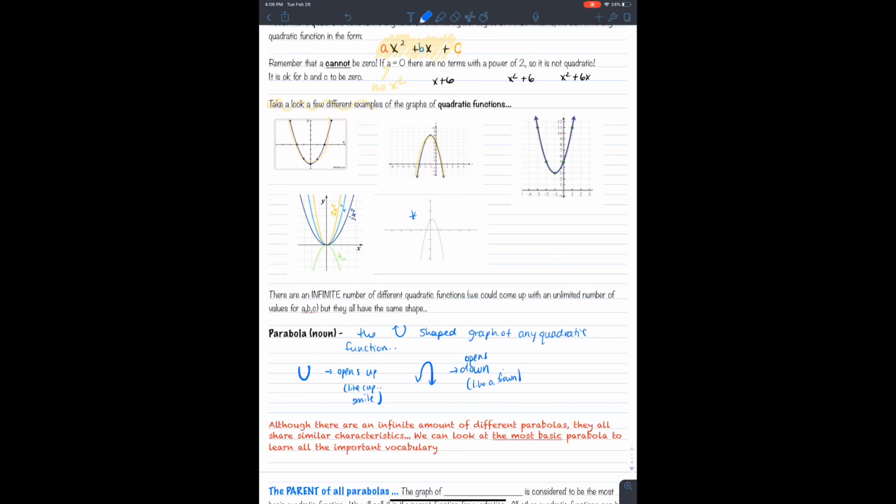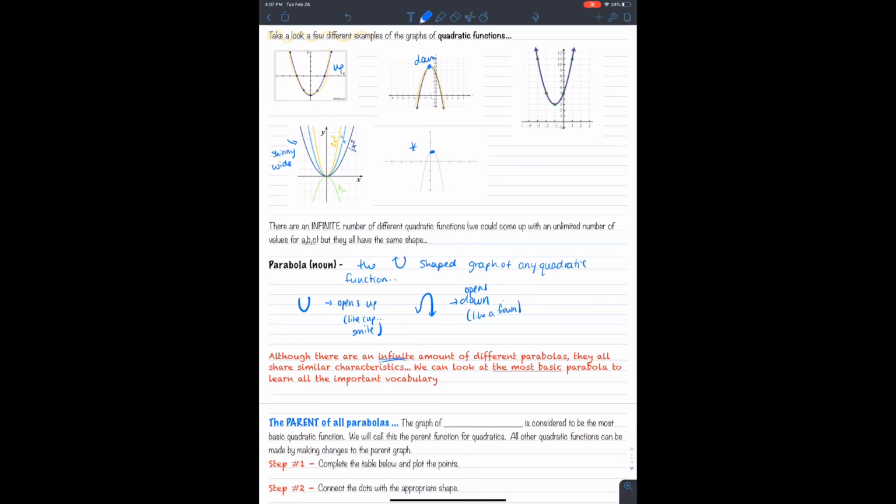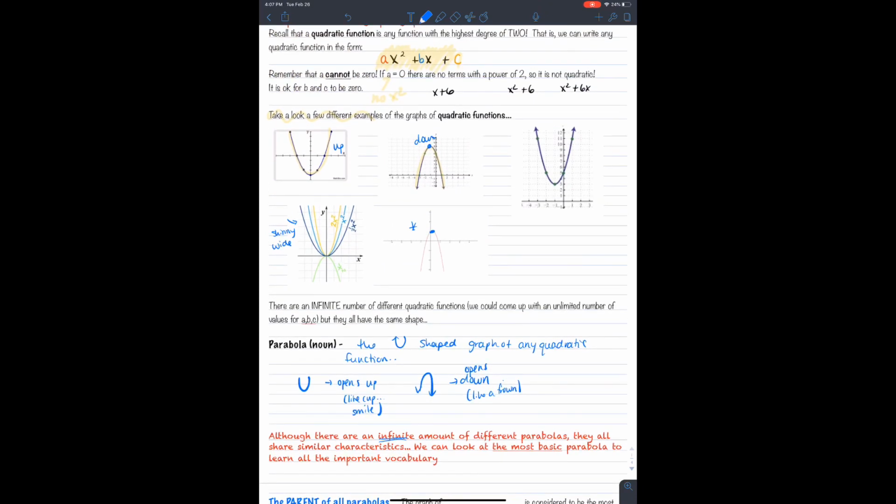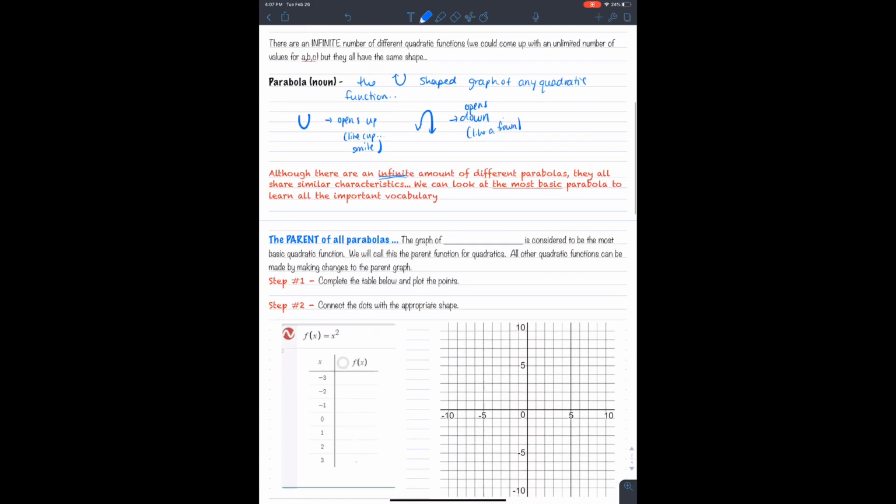Now we can see some of them, like looking at this example, some of them are skinny. Some of them are wide. Some of them open up, some of them open down. Some of them are centered here, some of them are centered over here. So there's a lot of different variations. What we can see here is there's actually an infinite amount of different parabolas that we could draw. Or in other words, if I wanted to pick any a, b, and c value, we could pick anything. So we're going to look at the most basic parabola today so we can start learning more about the graphs by just focusing on one of them.